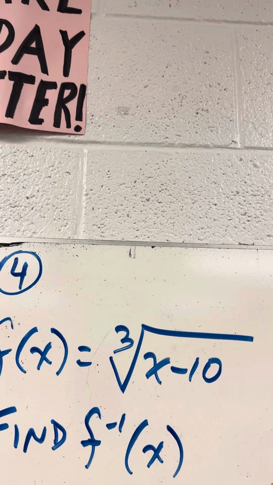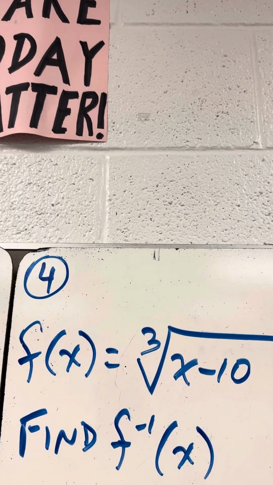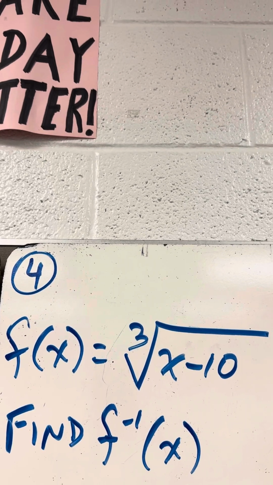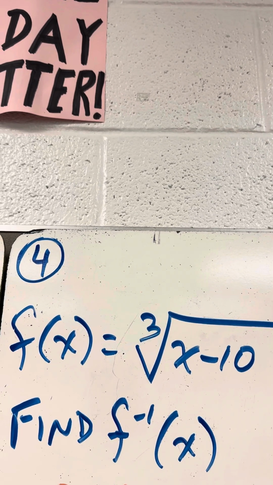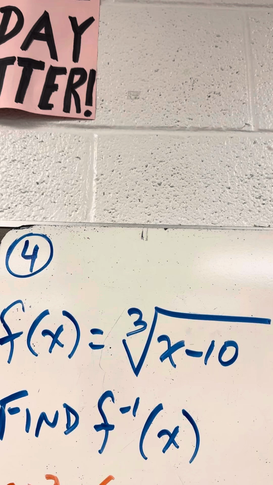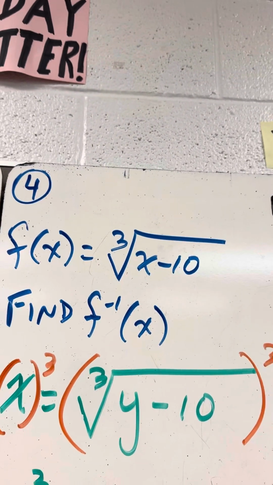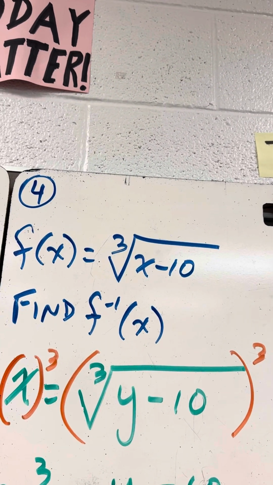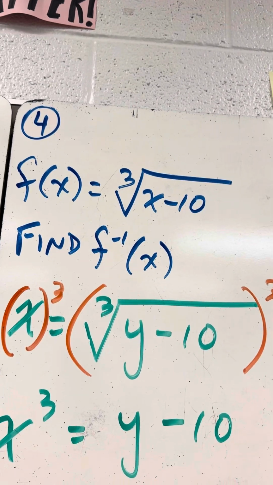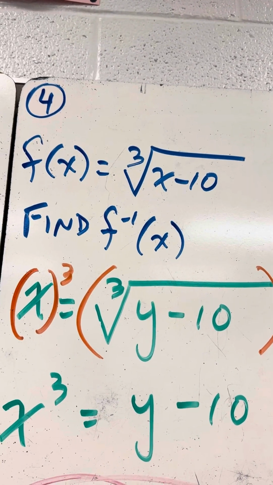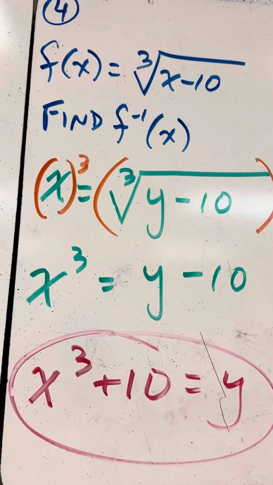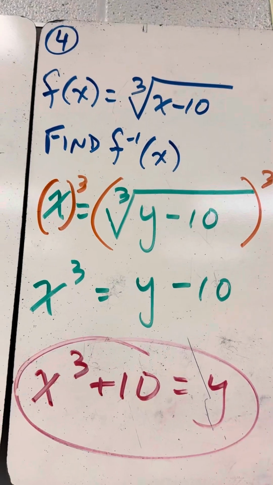f of x equals the 3rd root of x minus 10. Find the inverse of x. I'm going to take both sides to the 3rd power after switching the x and y, and I'm going to get x to the 3rd equals y minus 10. Now I just have to add 10 to both sides and say x to the 3rd plus 10. I'm done.